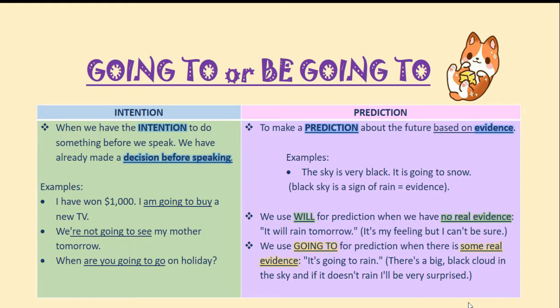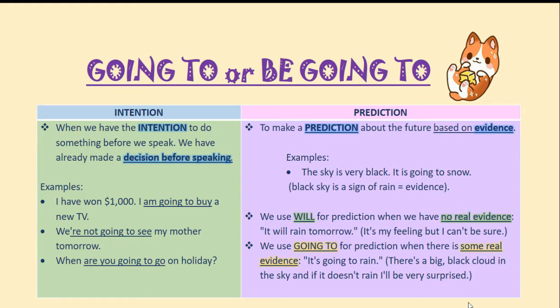Okay, now prediction, as we said, it's something that we think will happen in the future, but when we use going to, there's something extra, okay? We are sure that it's going to happen because we have evidence. Evidence is something that proves something to us, okay? So here you have the examples.